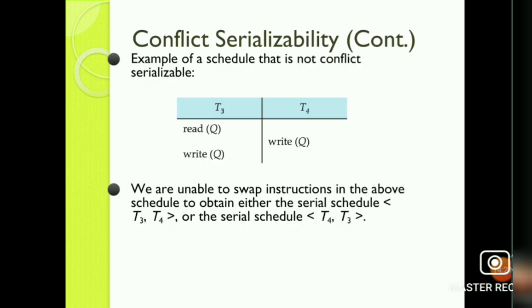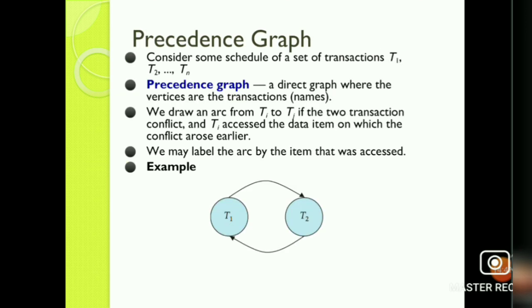Here is an example of a schedule which is not conflict serializable, with T3 and T4. Here we are unable to swap the instructions in the schedule to get either the serial schedule T3, T4 or the serial schedule T4, T3. So we are not able to swap the instructions. So this is not conflict serializable.